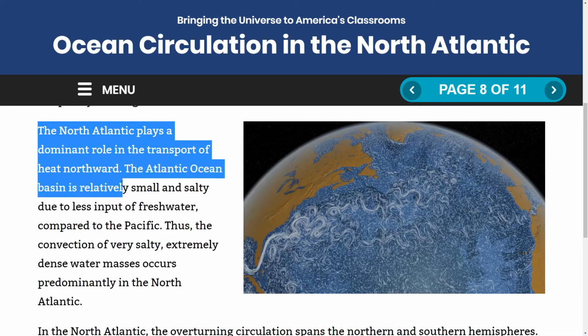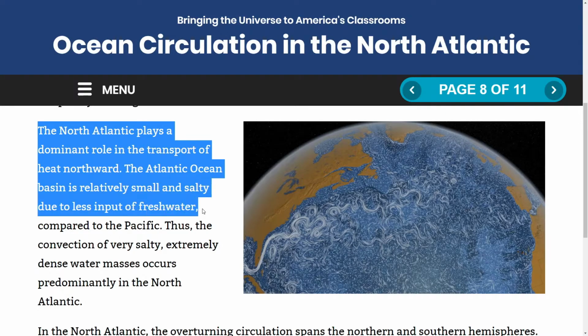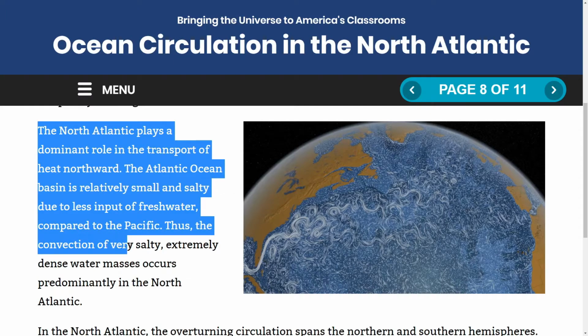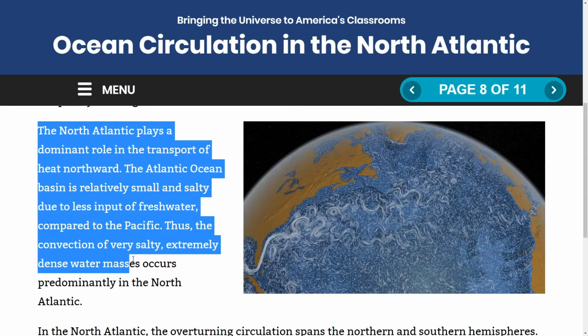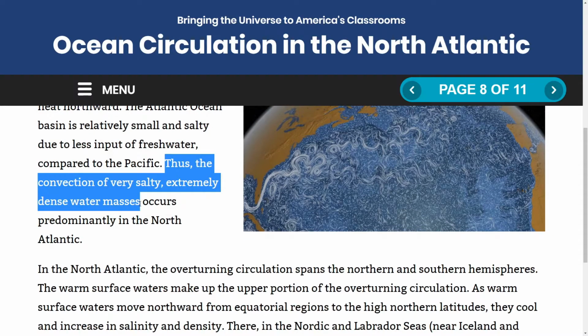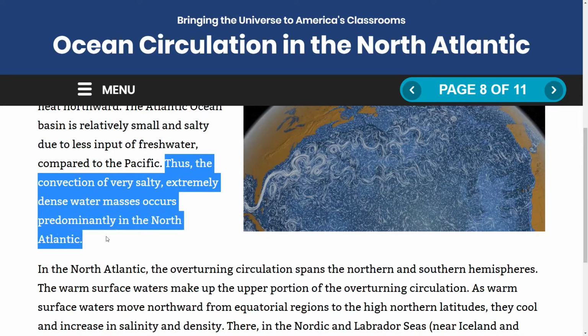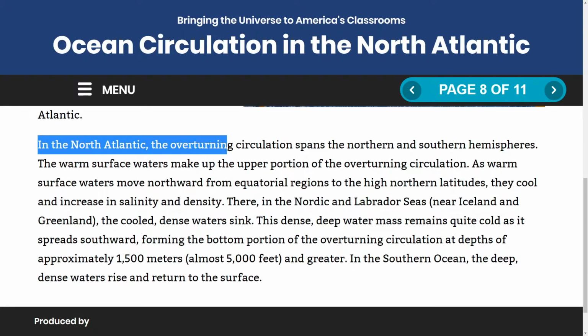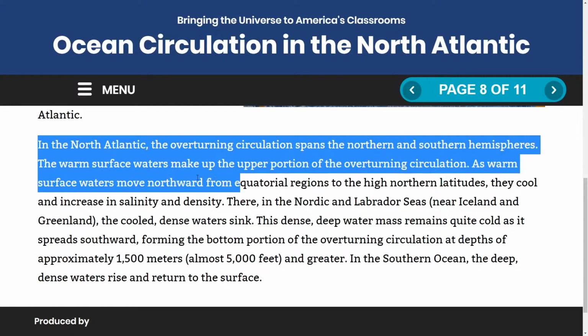The Atlantic Ocean basin is relatively small and salty due to less input of fresh water compared to the Pacific. Thus, the convection of very salty, extremely dense water masses occurs predominantly in the North Atlantic. In the North Atlantic, the overturning circulation spans the northern and southern hemispheres.